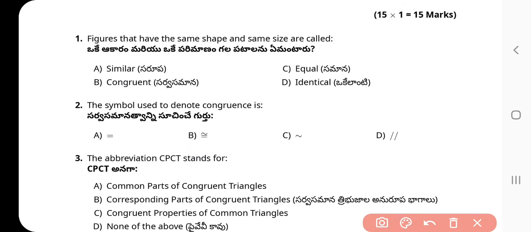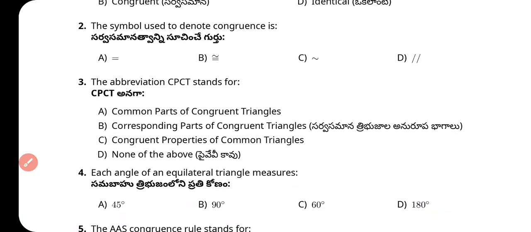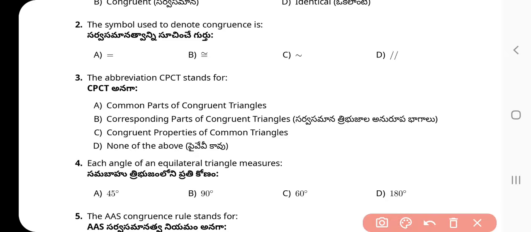What is the third question? The abbreviation CPCT stands for common part of congruent triangle, corresponding parts of congruent triangle, congruent property of common triangle, none of the above. Which one is the right answer? Option B is the right answer, corresponding parts of congruent triangle.